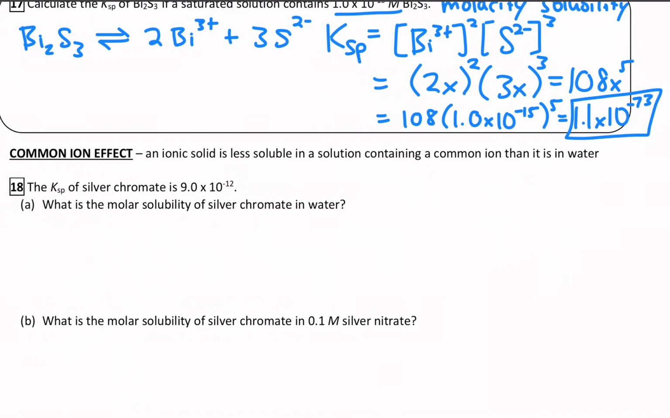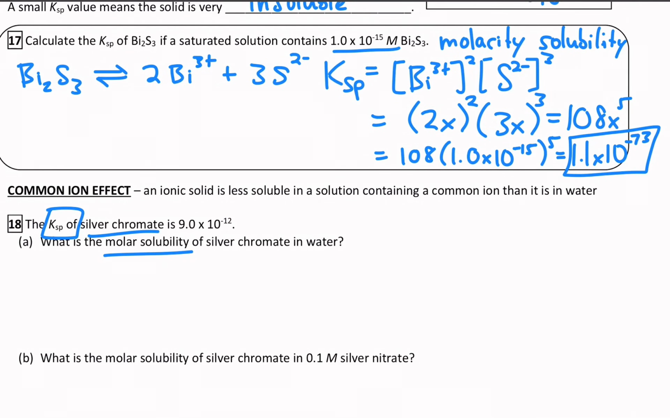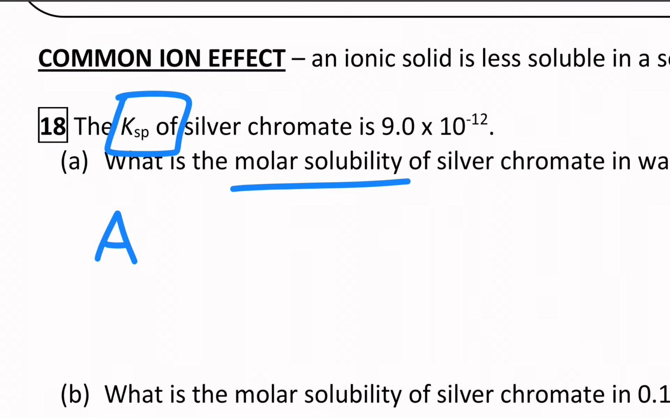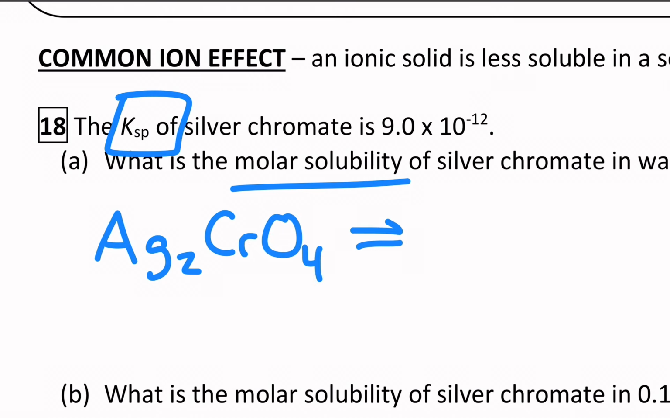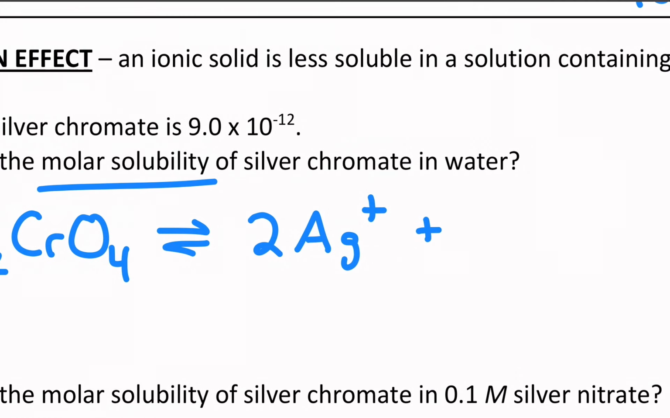So let's see if we could turn this around. Let's say we have the Ksp value of a substance, and we actually want to know what's the molar solubility. In this case, we have an unknown x value. And this tells us how much of the original substance would actually dissolve. In order to do this, I first need to remind myself the formula of the compound: silver chromate is Ag2CrO4, and then I'll write the dissociation that goes with the Ksp value. So there's 2 silver ions, 2 times Ag+, and 1 chromate ion, CrO4 2-.